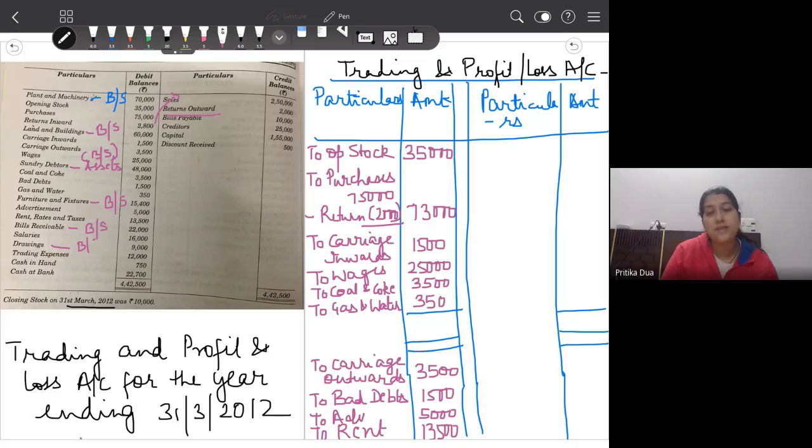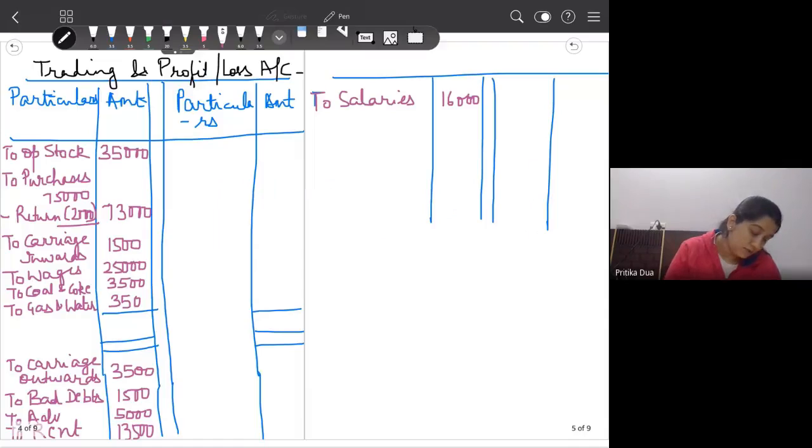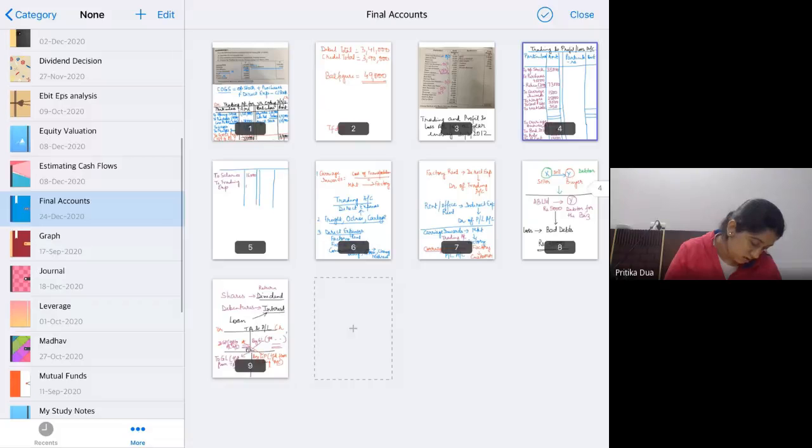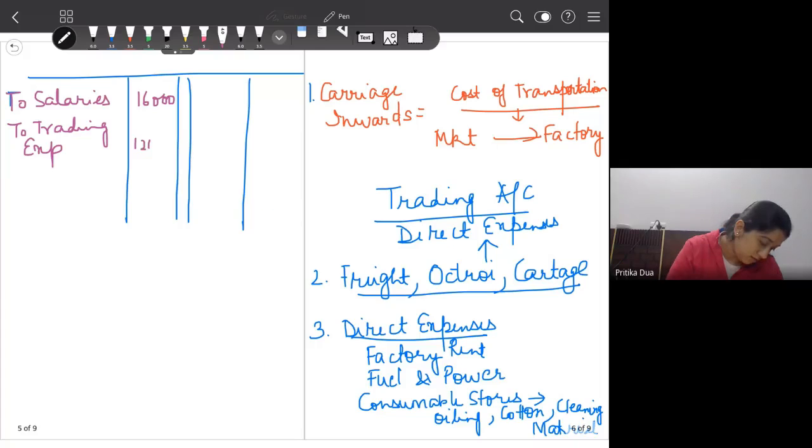Next is trading expenses. Now, trading expenses, again, trade karna, buy from one party, sell to the other party. If there's any expenditure in this, then that will come in the P&L account. So I write down to trading expenses, and the amount was how much? 12,000. Yes, it was 12,000. So I write down 12,000 here. Okay, in the P&L account, trading expenses 12,000.